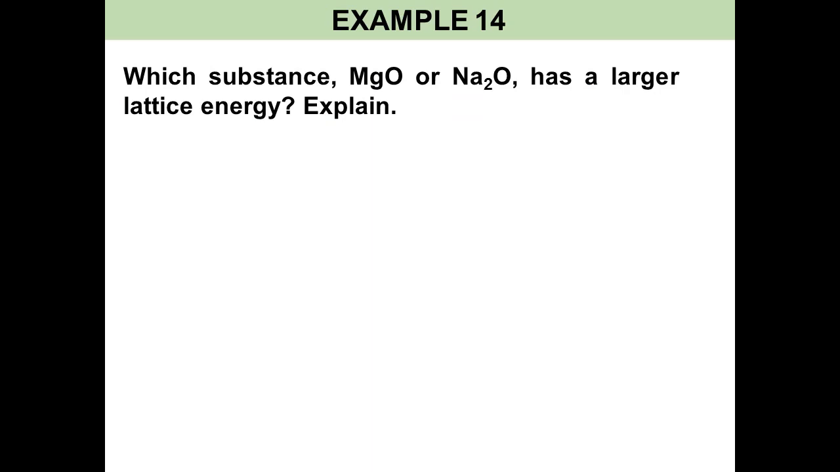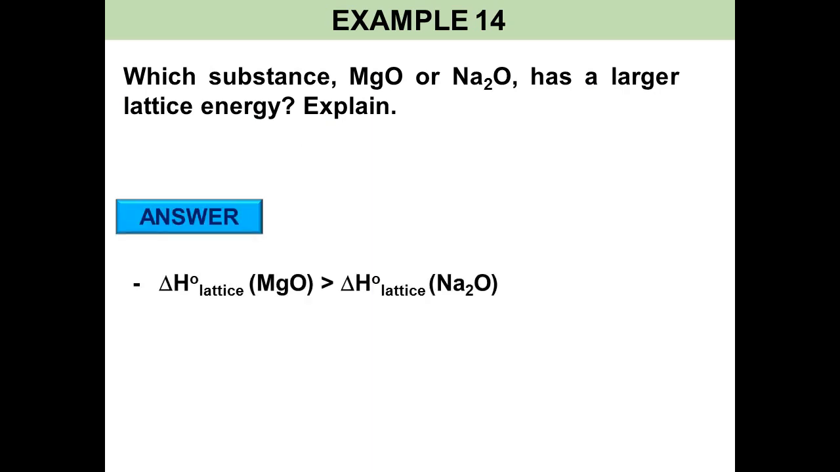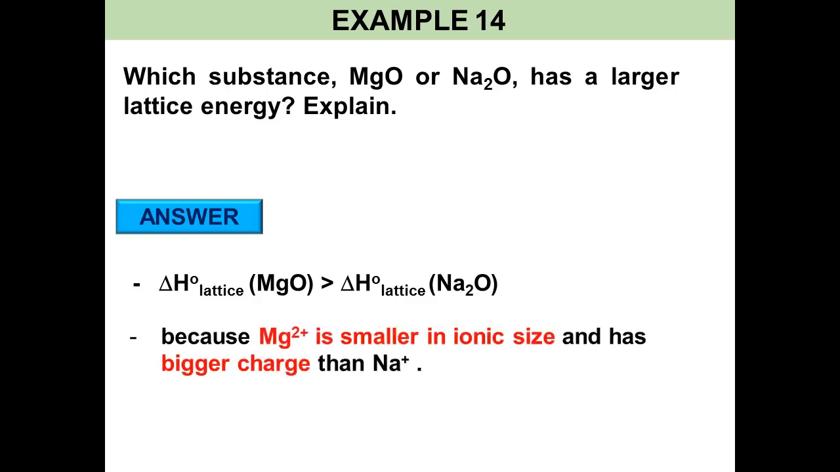Okay, example: which substance, MgO or Na2O, has a larger lattice energy? Explain. The lattice energy of MgO is higher than that of Na2O because, first, the ionic size of Mg2+ is smaller than Na+, and second, the charge of Mg2+ is bigger than the charge of Na+, so the attraction in MgO is stronger than in Na2O.